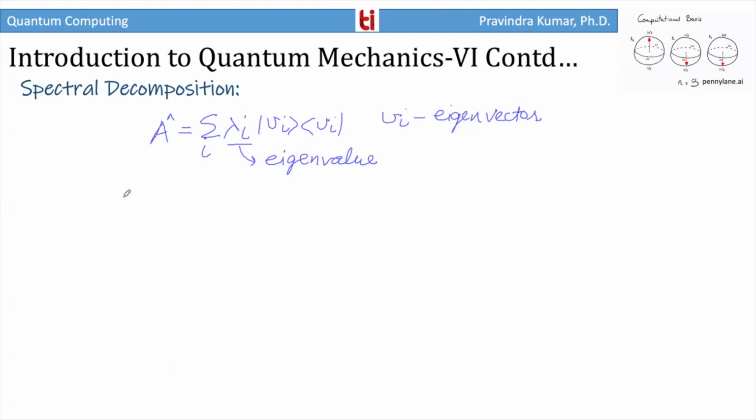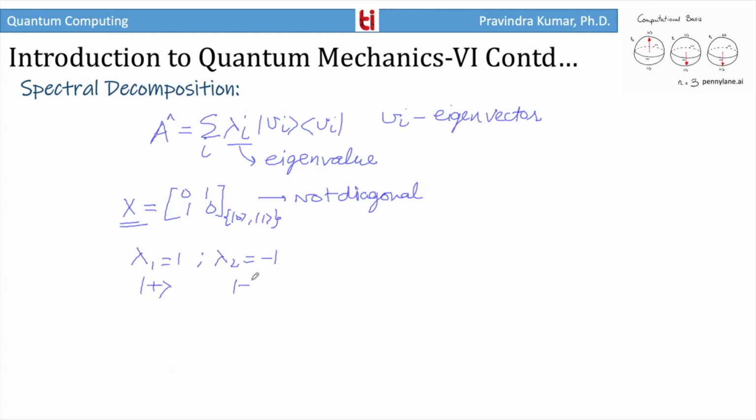If we consider the Pauli X matrix, in the Z basis or computational basis it can be written as 0, 1, 1, 0 with computational basis ket 0 and ket 1. This is the Pauli X matrix, and this is not diagonal. In spectral decomposition, we can find the eigenvalues of this X operator: lambda 1 is equal to 1 and lambda 2 is equal to minus 1, and the corresponding eigenvectors are ket plus and ket minus.